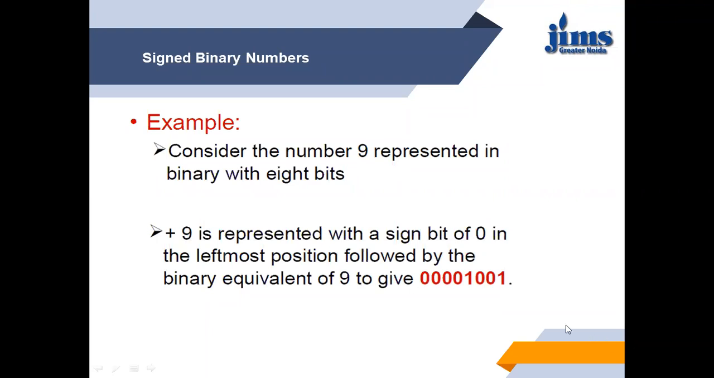So plus 9 is represented. 9 is 1 0 0 1. That will be in the rightmost part, and the rest of the 4 bits are 0. As we are representing plus 9, the leftmost bit is 0. That is your sign magnitude representation. So we represent plus 9, and the string comes to be 0 0 0 0 1 0 0 1. Leftmost bit will be 0 because we are representing a positive number.